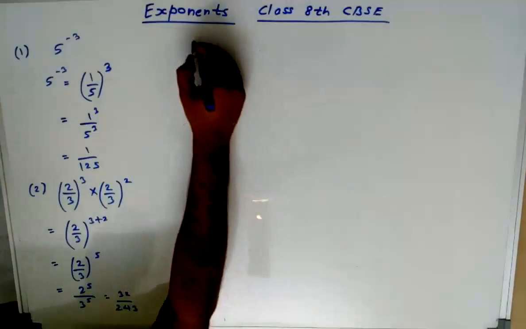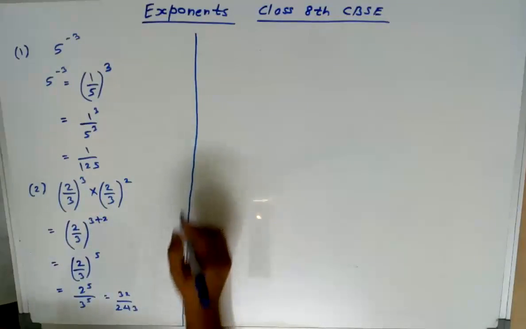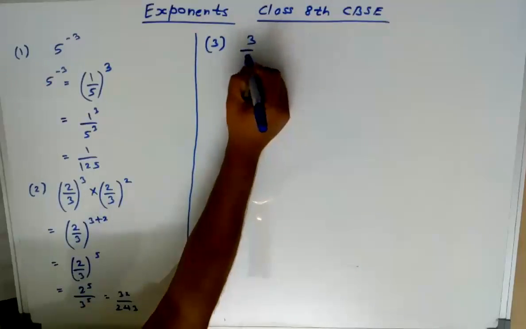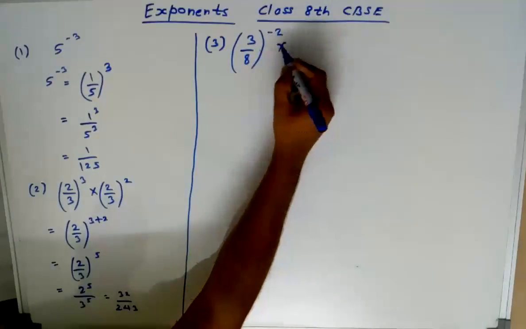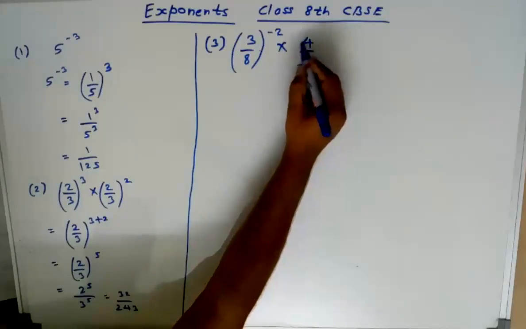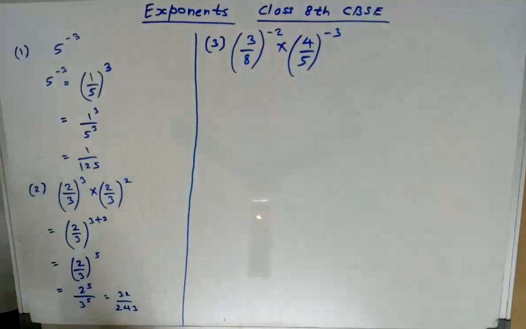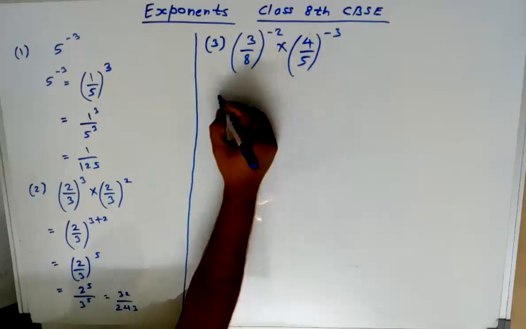Let us take one more example. Example number 3. Suppose 3 upon 8, the rational number having power minus 2, has to be multiplied with rational number 4 upon 5 having power minus 3. Here both the rational numbers are different, so we have to calculate it separately.